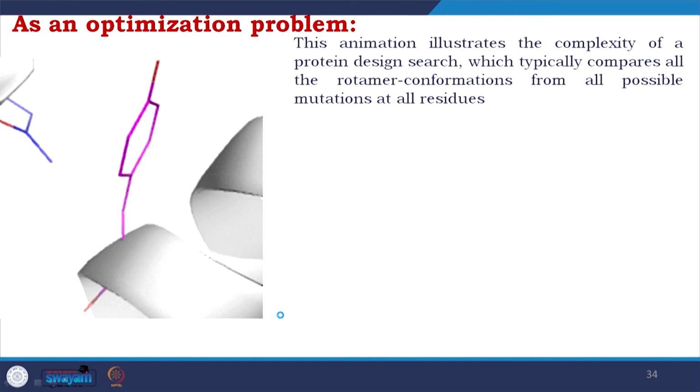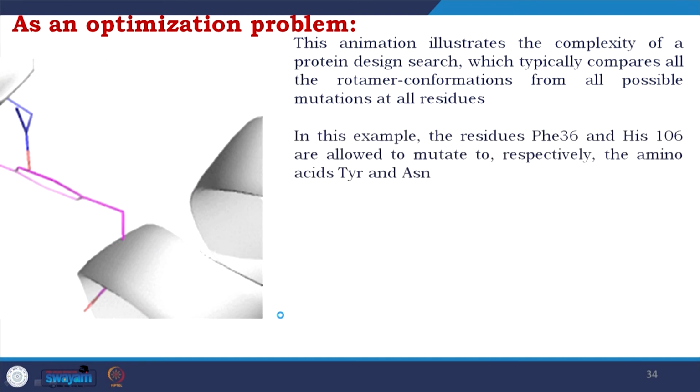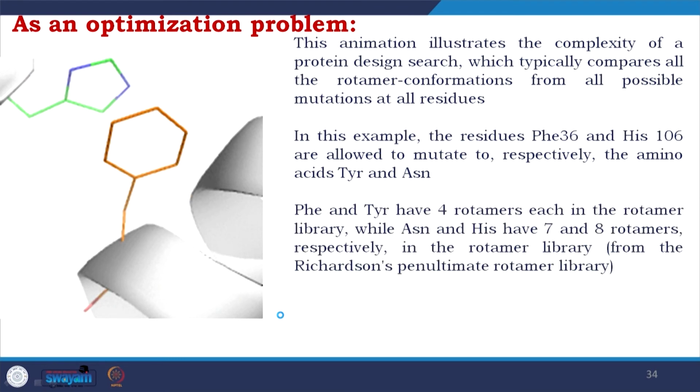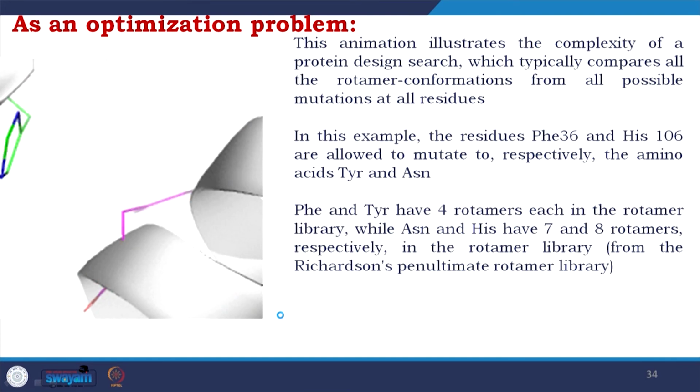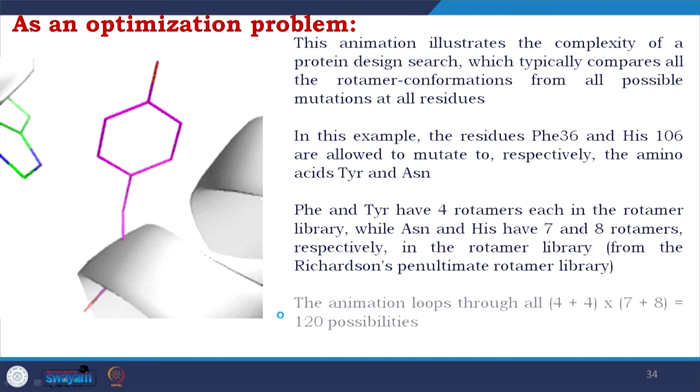This typically compares all the rotamer conformations from all possible mutations at all residues. In this example, we are taking phenylalanine 36 and histidine 106, and they are allowed to mutate to tyrosine and asparagine, respectively. Phenylalanine and tyrosine have 4 rotamers each in the rotamer library, while asparagine and histidine have 7 and 8 rotamers in the library. As I told, this is Richardson's penultimate rotamer library.